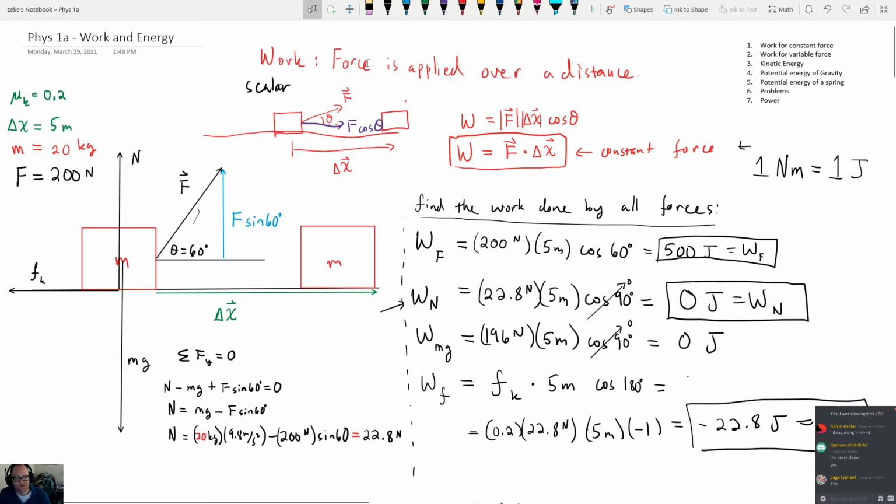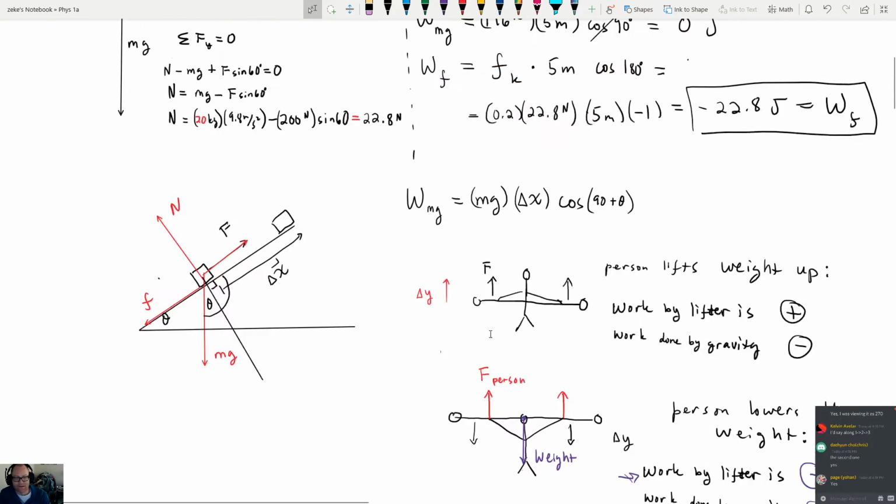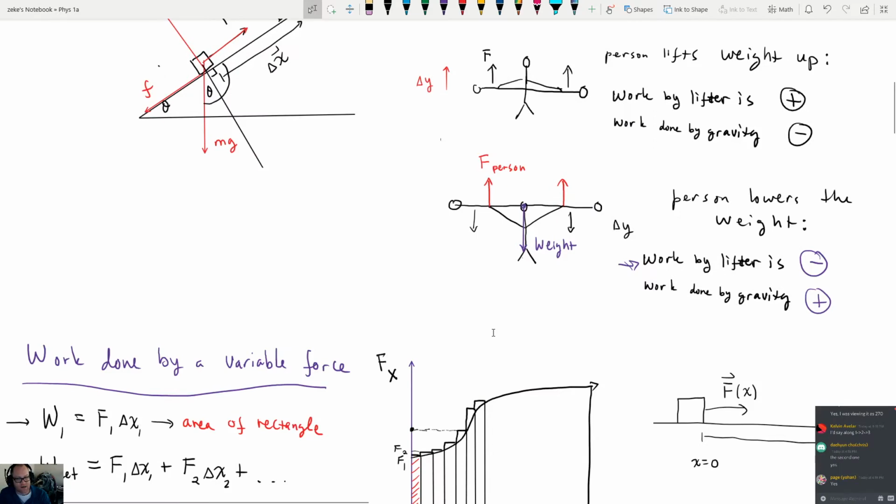A force applied over a distance. We used this equation to talk about constant force. You take the dot product between force and displacement. So now we know what work is, right? But that wasn't enough. We also had to include the work done by a force that varies in some way.